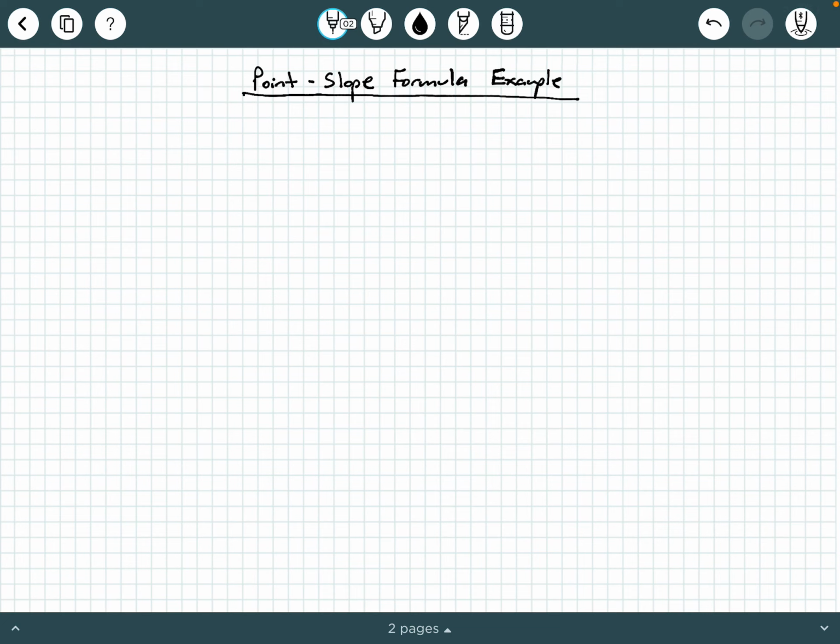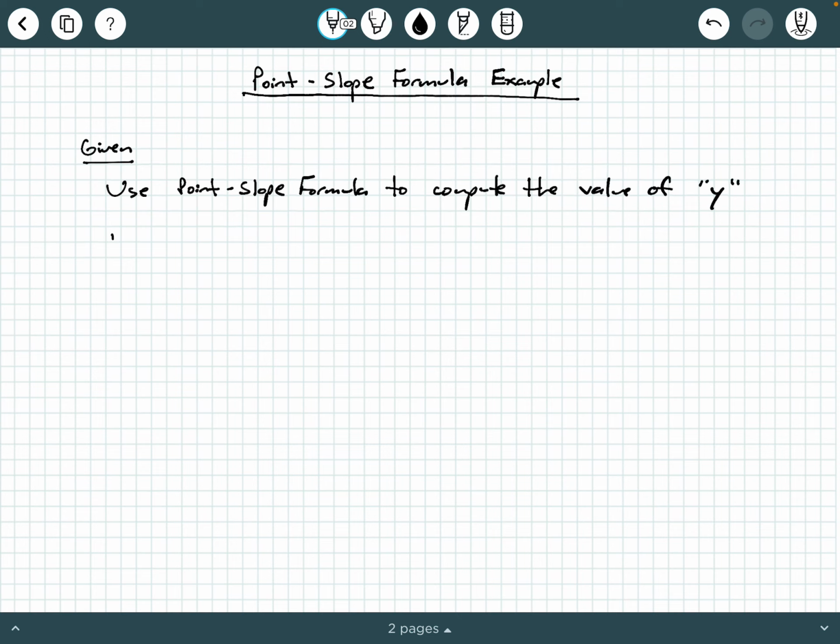In this video, we are going to be exploring an example problem of using point-slope formula to calculate an unknown value. Okay, so let's get started with our given information. In this problem, we want to use point-slope formula to compute the value of y in the data table.